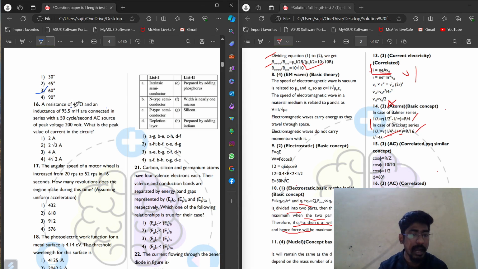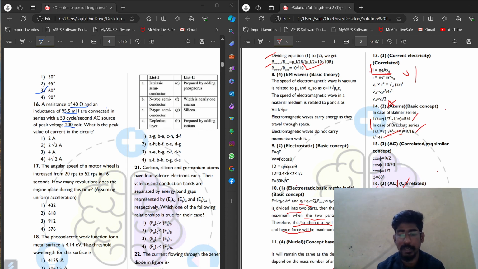Question 16. R is given, L is given. This is N, our frequency. This is hertz only. This capital V is the V naught, the peak voltage of the AC source, right? So the formula of XL is 2 pi N L, right? Where N is our frequency, L is our inductance. Just put the value, you will get the value, and R is given. You will put the value, you will get the value of our XL, right?